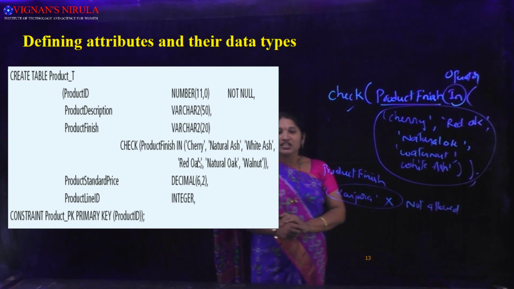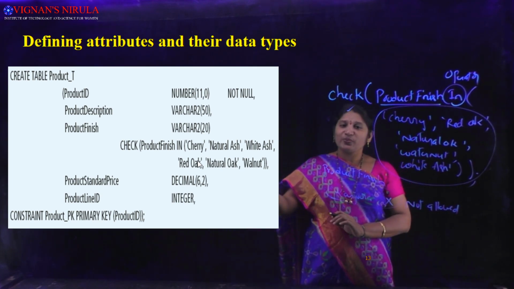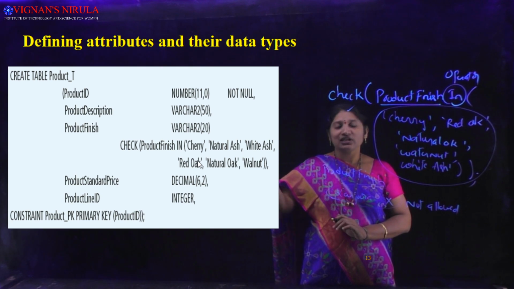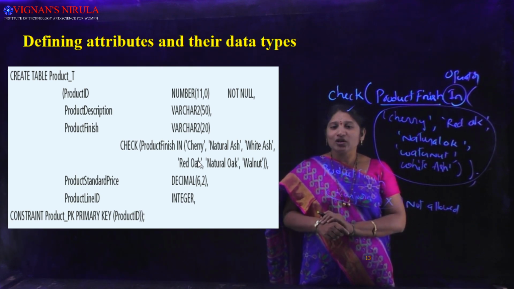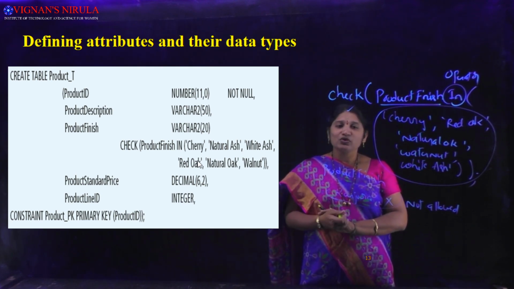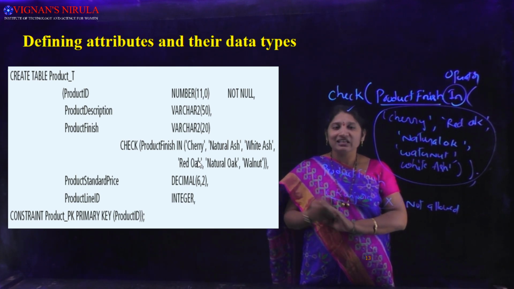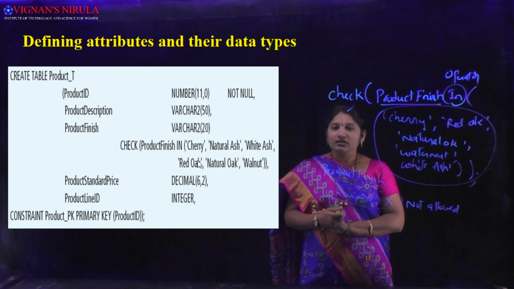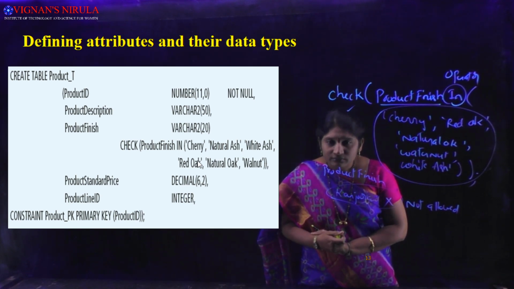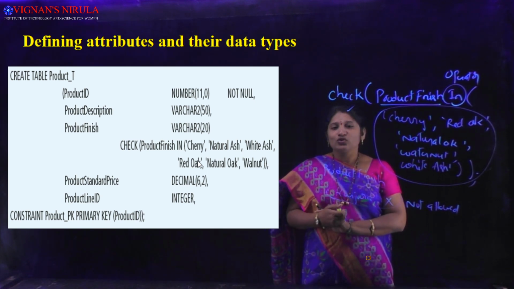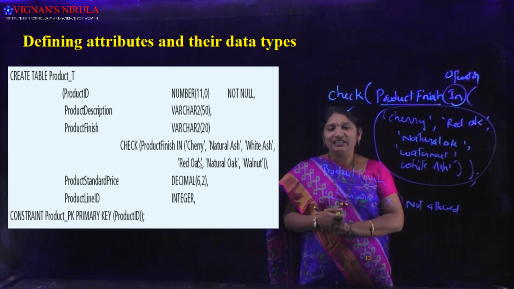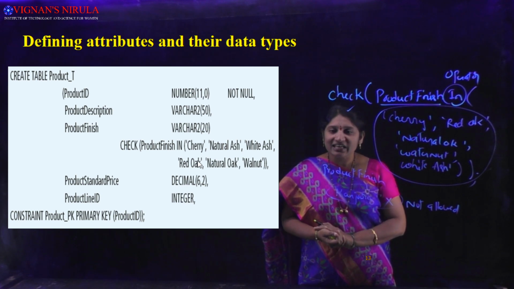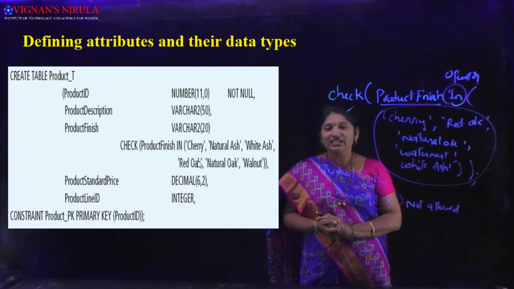So what is the next attribute we have defined? Product finish price. What is the price of that particular product? That will be entered under the column of product finish price. Because it is a floating point value, we have taken the data type as decimal (6,2). Next, product line ID. Through which line it is being delivered, that product line ID is being captured under the last column, which has been taken as an integer.